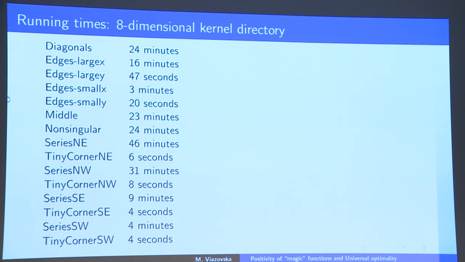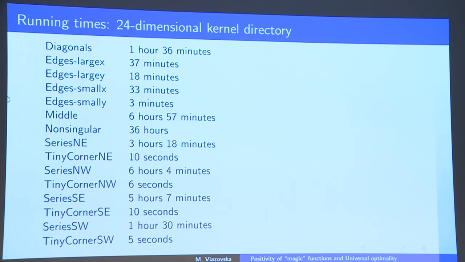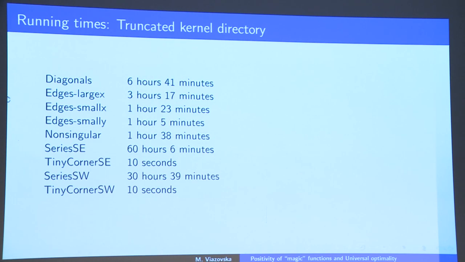And for dimension 24, the running times are much longer. Here it already adds up to a few days, for example this part. And for dimension 24, we also need to consider those small values of r separately. And so these are the running times of programs which deal with the truncated part of the kernel.